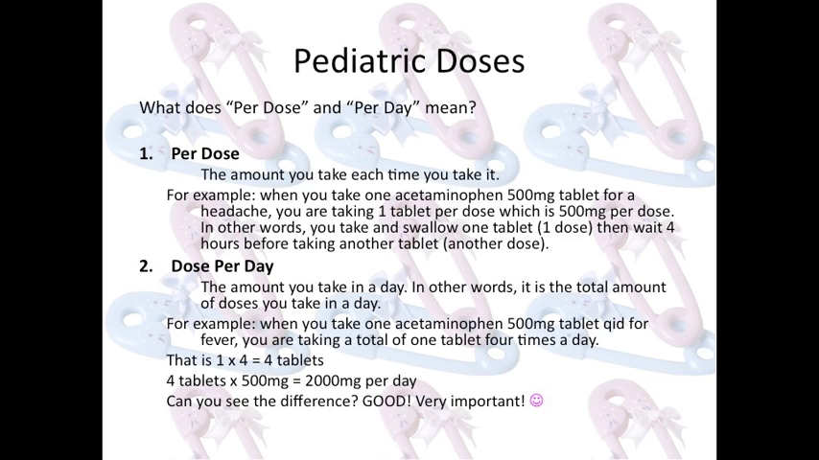Dose per day, on the other hand, is the amount you take in a day. In other words, it is the total amount of doses you take in a day. For example, when you take 1 acetaminophen 500 milligram tablet, QID for fever, you are taking a total of 1 tablet 4 times a day. That is, 1 times 4 equals 4 tablets. 4 tablets times 500 milligrams is equal to 2,000 milligrams per day. Can you see the difference? Good. Very important.